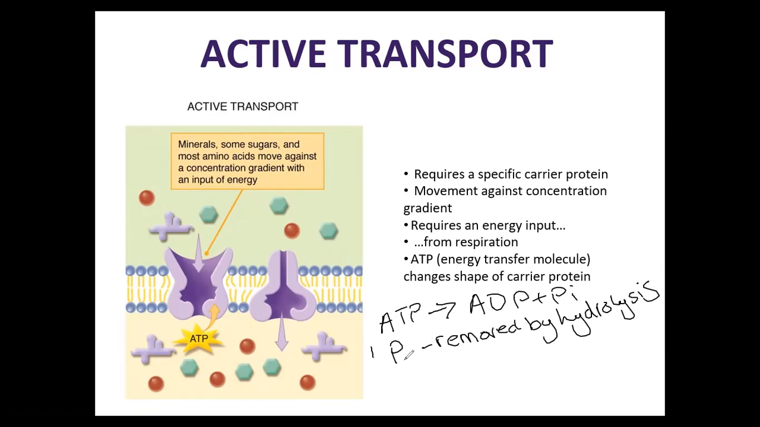Because one phosphate is removed by hydrolysis, our phosphate becomes hydrated. Lots of energy is released when bonds are formed between the phosphate and the water. Energy changes the shape of the carrier protein. Sometimes, for some reason, we call these pumps instead of proteins. So proteins or pumps, again, it's just a terminology thing. It means the same thing. So ATP is adenosine triphosphate and ADP is adenosine diphosphate.